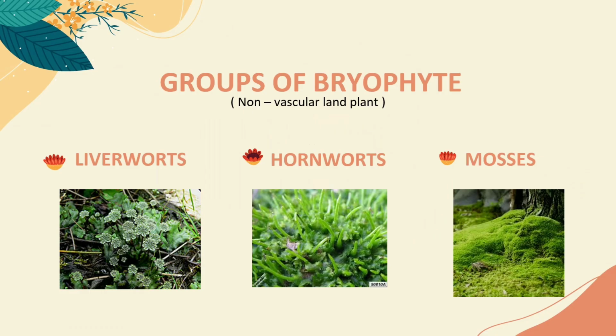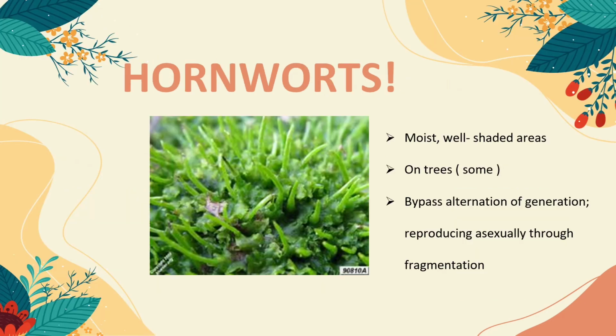So these three, which are liverworts, hornworts and mosses, are the groups of bryophyte. But the first group, which is liverwort, has been covered by Shazwan, and now we will only discuss hornworts and mosses. So this is the second group of bryophyte, which is hornworts. Hornworts usually live in moist or well-shaded areas, but some of them live on trees.